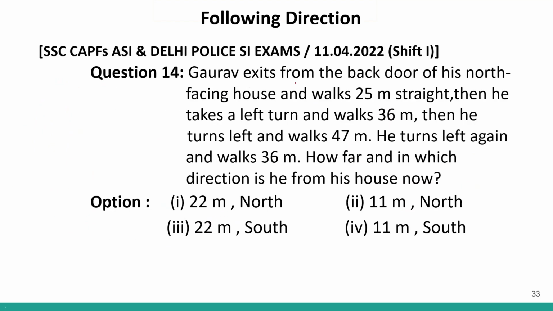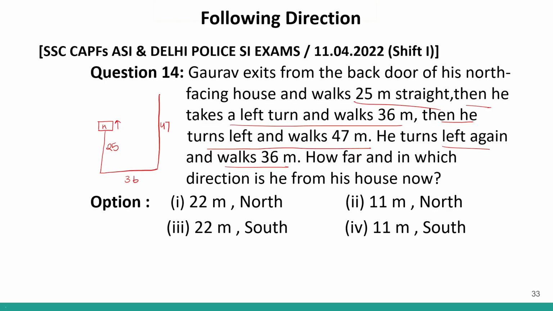Now, Gaurav exits from the back door of his north facing house. So this is the house, facing north, and the back door will be here. He walks 25 meters straight and then takes a left turn and walks 36 meters. Then he turns left again and walks 47 meters. Then he takes a left again and walks 36 meters.